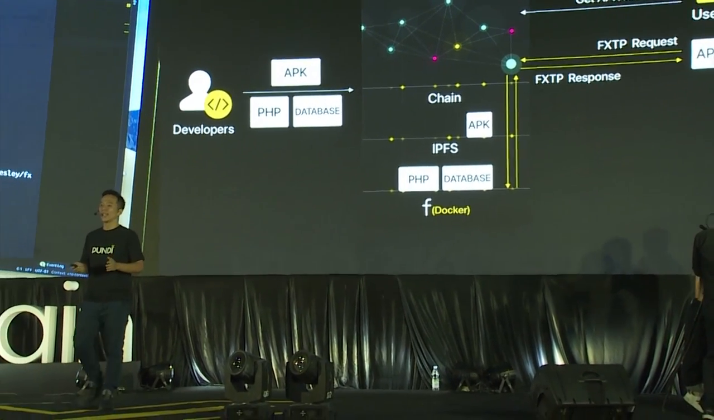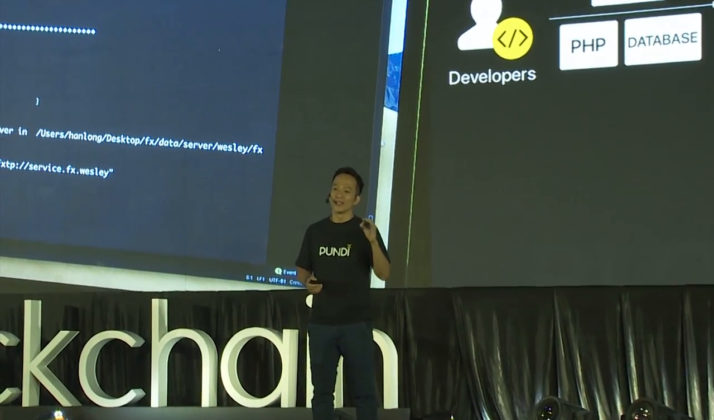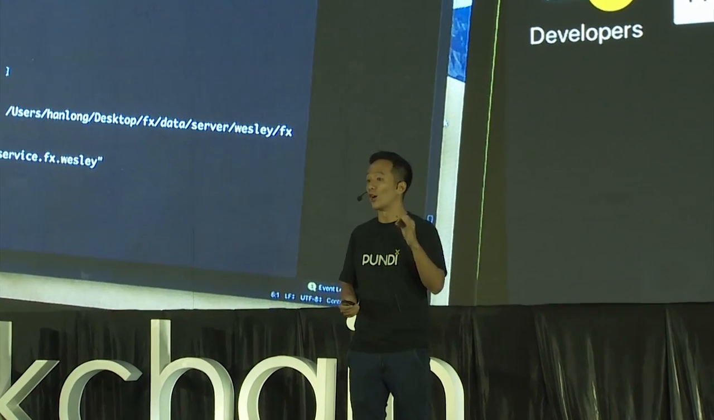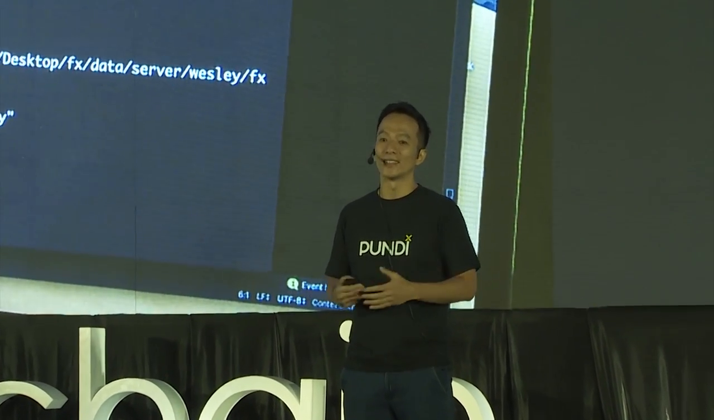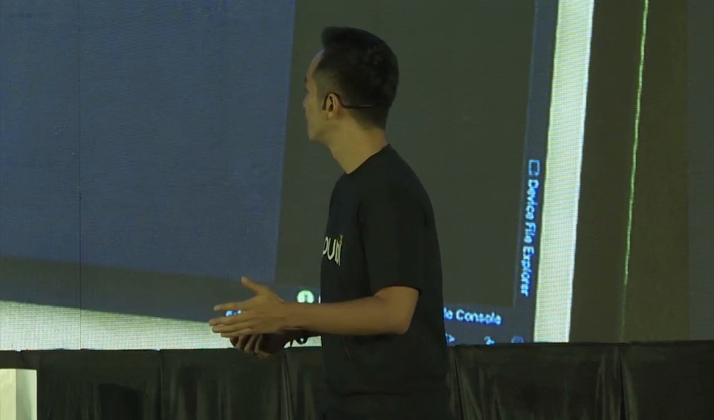IPFS is essentially a decentralized file storage system, which means that you don't necessarily or you don't need to at all upload it to a centralized cloud hosting. You can use IPFS to upload it to anywhere. A node in Italy might be hosting a file that is from Singapore. And using the F Docker, which is a decentralized runtime, you will also be able to store your runtime in the nodes.